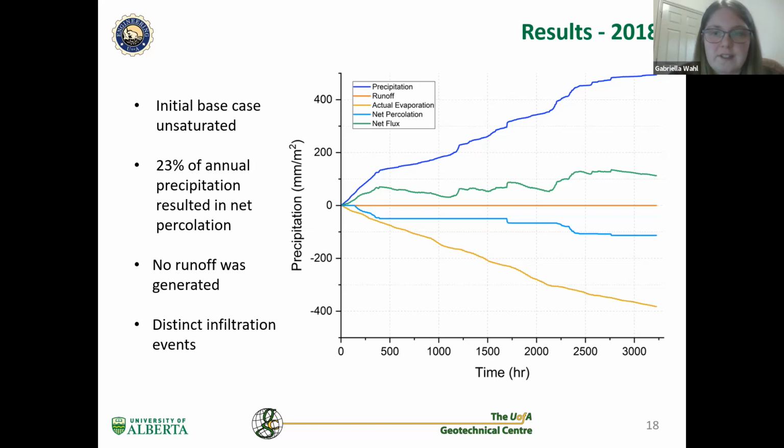You can also see distinct infiltration events that correspond to precipitation events, which I thought was interesting. So you can really see that the resolution of your precipitation data does matter. If you're doing a daily versus an hourly, you might not be able to capture larger infiltration events such as those that you see here, which is extremely important when you're looking at wetting fronts that generate ARD through waste rock piles.